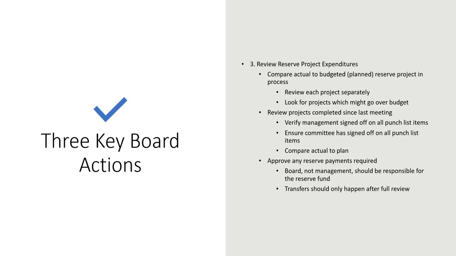And then finally, make sure you approve any and all reserve payments that need to be paid out at that meeting. Review the invoices. Make sure there aren't any questions from management or the construction manager related to that particular project and that payment. And you can then vote to transfer a certain amount of money out of the reserve investment account into the reserve checking account, and then write those checks. We have discussed that before. Obviously, two signers on the account, two signatures on the check, but the reserve account should be under the control of the board, not management.